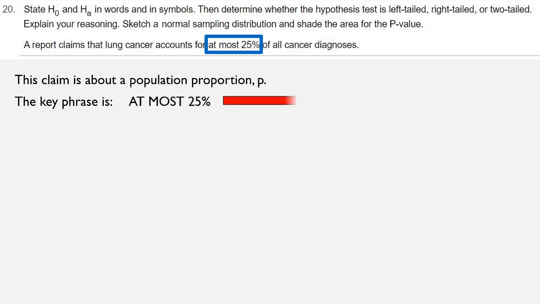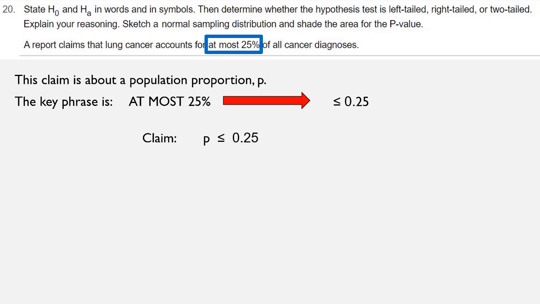At most 25% leads us to a less than or equal to sign. At most is a less than or equal to. So this is less than or equal to 0.25, because when we write our statements, we convert our percentages into decimal form. So once we've got what the inequality should be and the fact that it's about a population proportion, we can write our first claim. Our first claim directly from the statement of the problem is that P is less than or equal to 0.25.